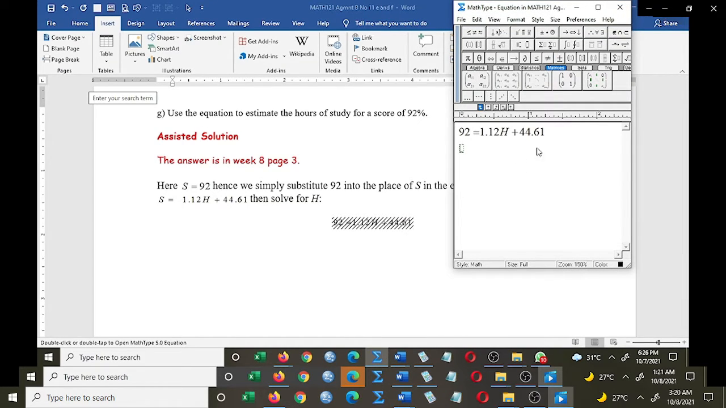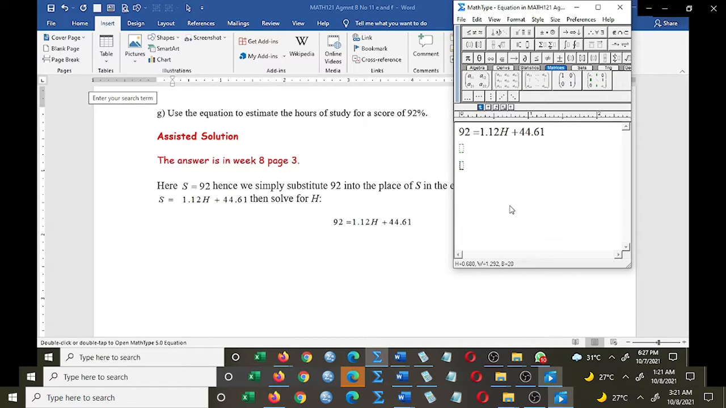Can somebody please tell me what I must write in that step? We're trying to solve for hours. The question gives us a score of 92 and they want us to calculate hours. So we substitute 92 in the place of S, and 1.12 times H plus 44.61. We have to solve for H now.